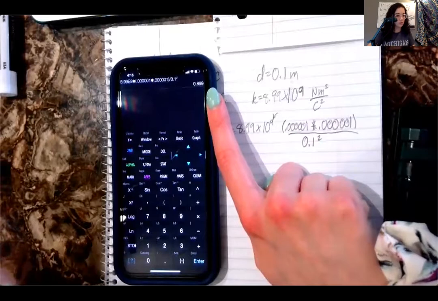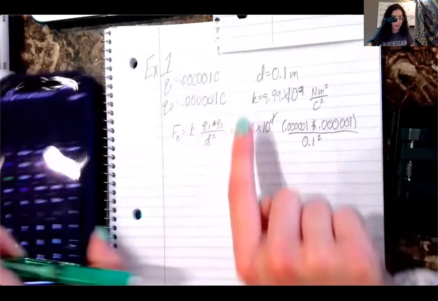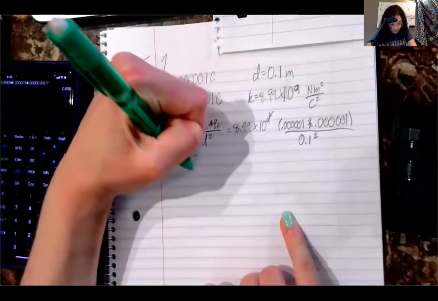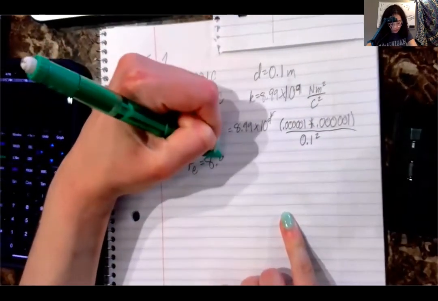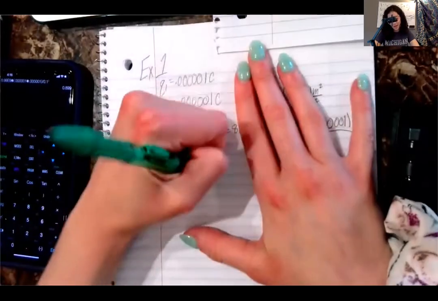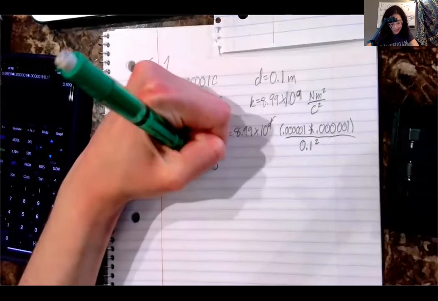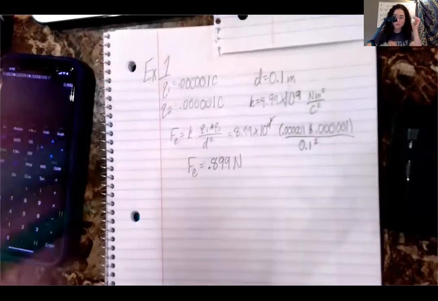8.99 what? What are those units? Think about it. Newtons. So I can write down here, F sub E equals 0.899, big difference, 0.899 newtons.